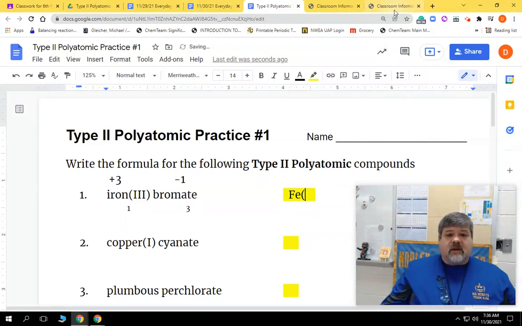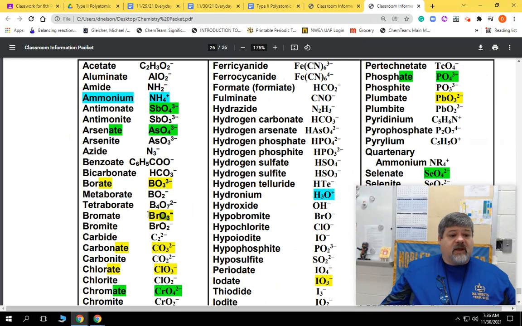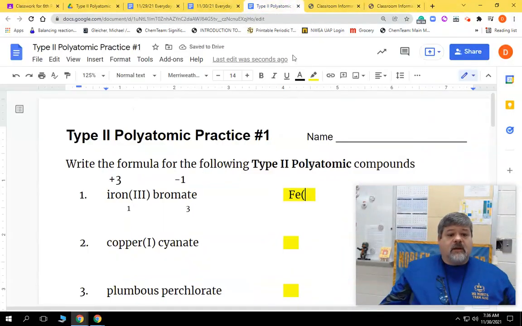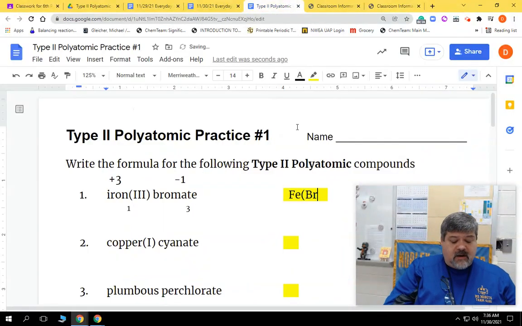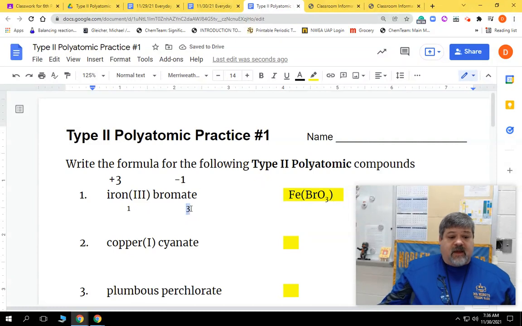Then we take a look back at our bromate again, BrO3. So we're going to put BrO3 and put our parentheses back. And then we have to put our number of bromates that we have, this number right here. So we're going to put it in as a subscript 3. There's our formula for iron 3 bromate. Let's go ahead and do copper.